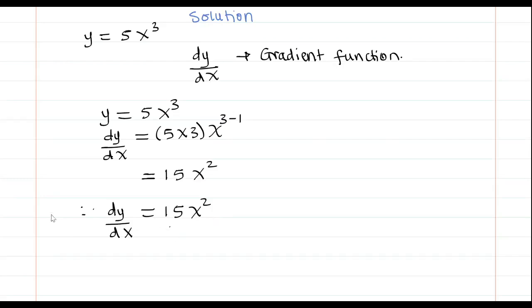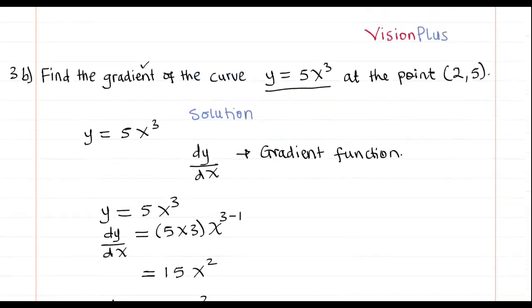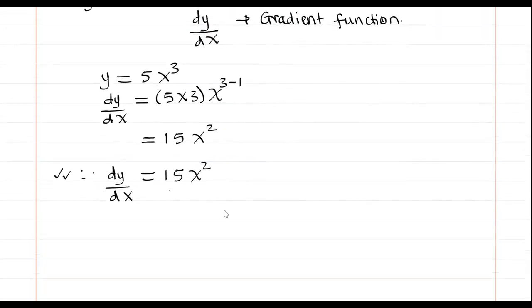So this is the general format for getting the gradient of the curve at any point. But we're given a point (2, 5). So at the point (2, 5), what is the gradient of the curve at that point? It means here we just say our gradient dy/dx at that given point. This is the meaning of at a given point.